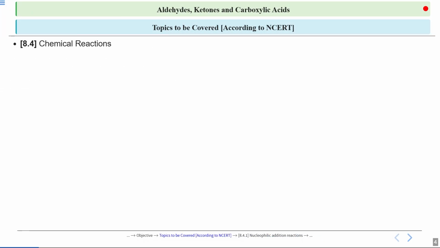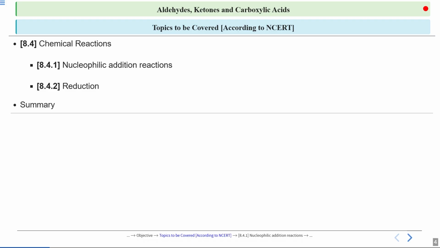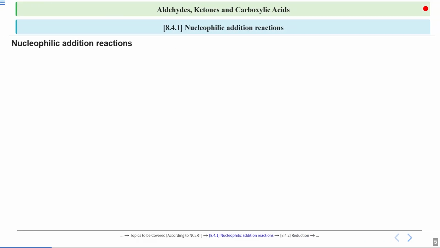Now for your reference, I have mapped the NCERT sections that we are going to cover today. We will be covering section 8.4, which is chemical reactions, 8.4.1, which is nucleophilic addition reactions, 8.4.2, which is reduction, and then we will summarize whatever we have studied in today's lecture. Okay, so let's begin with today's lecture.